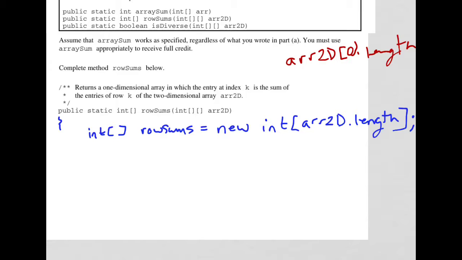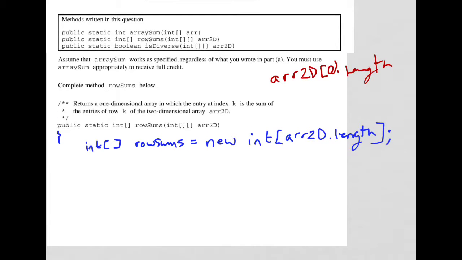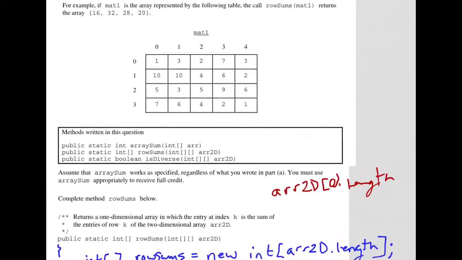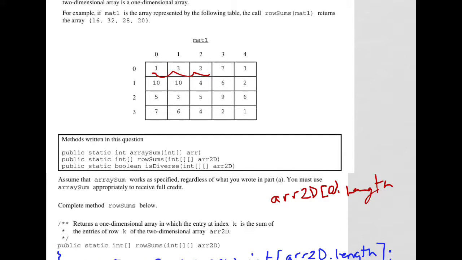Now, what do I want to do? Well, I want to go through this first, I guess it's a one-dimensional array. I want to look at the first row and go through and add all those. But I already have a method that goes through and adds all those. So that's arraySum. So what I'm going to do is pass the first row to arraySum, because that's a one-dimensional array.